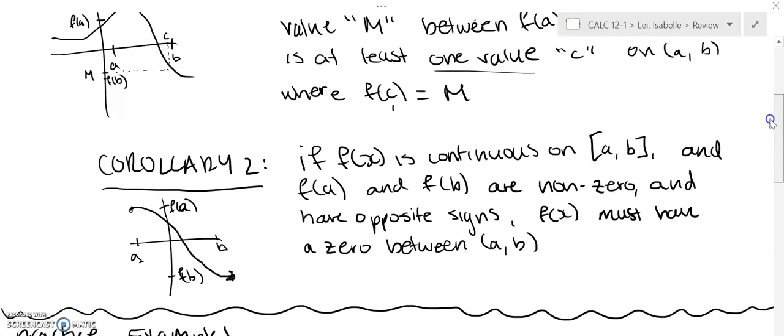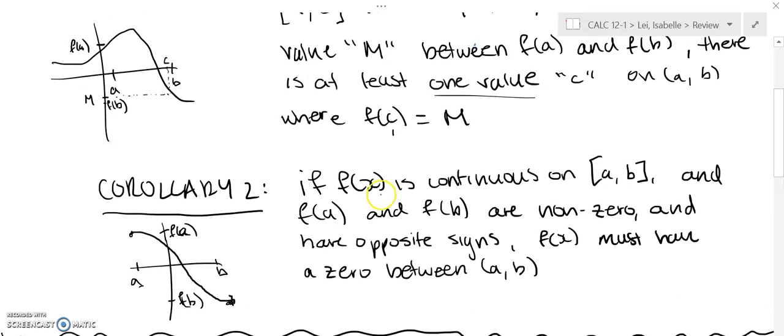So continuing this, we can also use IVT to show the existence of zeros on a function. If, say, f of a was greater than f of b, then IVT guarantees that f of c equals 0 for c in between a and b. So if f of x is continuous on a and b, and f of a and f of b are non-zero and have opposite signs, then f of x must have a 0 between a and b, because if they are opposite signs, that means at some point it must cross the x-axis, and at that point in between a and b would be a 0.